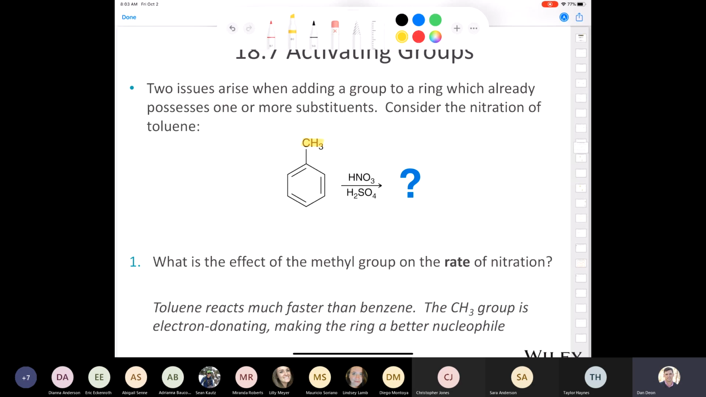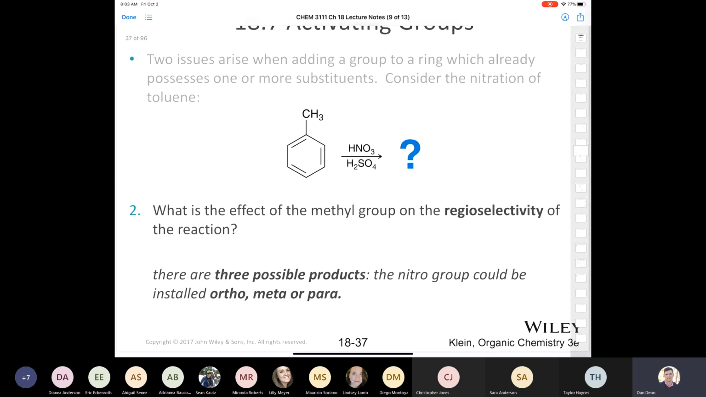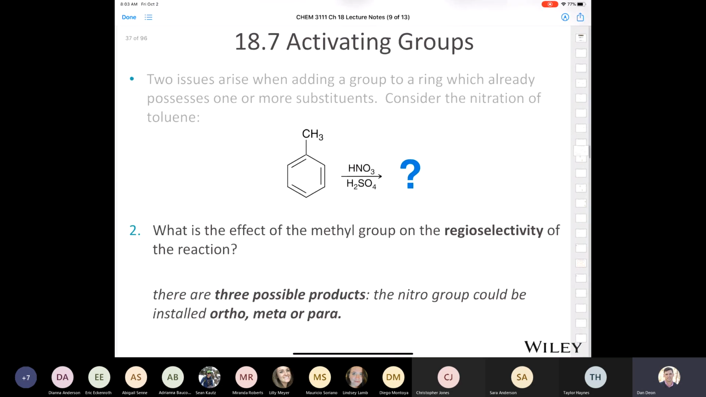nitration? And it tells us here that toluene actually reacts faster than benzene, and that is due to the fact that the methyl group is electron donating via hyperconjugation, which makes the ring a better nucleophile. And so the nucleophilic attack is going to occur even faster, okay? Toluene will be a better nucleophile than benzene will be. All right, so we know that it's going to react faster, and that's on account of the fact that the methyl group is electron donating.